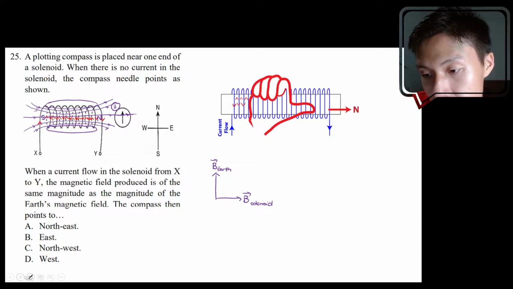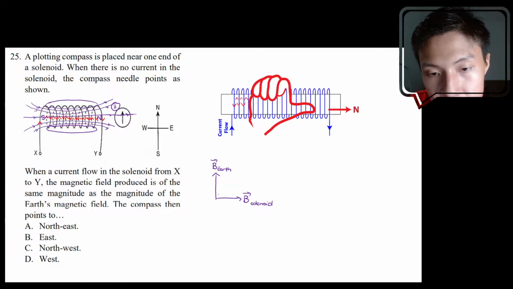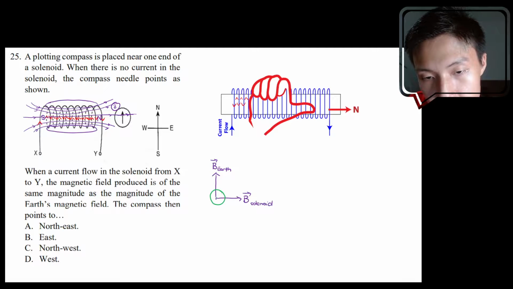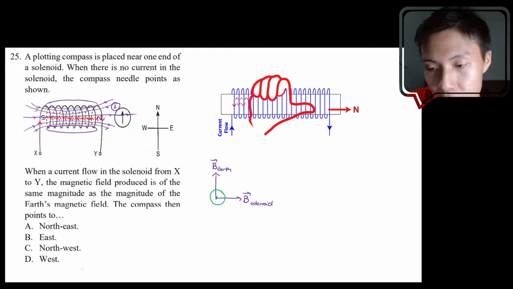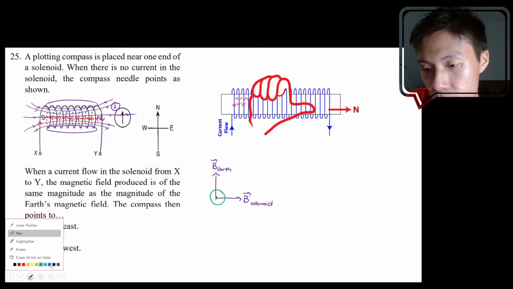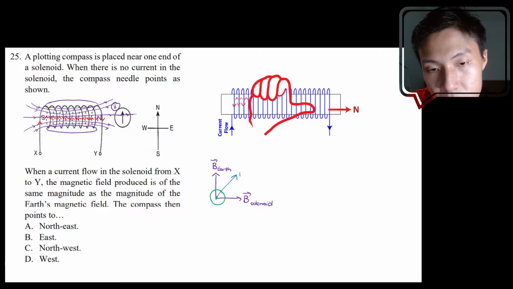So if we place a compass over here, this is our compass needle, you find that the compass should always be pointing along the direction of the resultant magnetic field lines. Once you merge these two magnetic fields, you find that the resultant magnetic field is pointing in this direction. The B resultant is pointing in this direction.